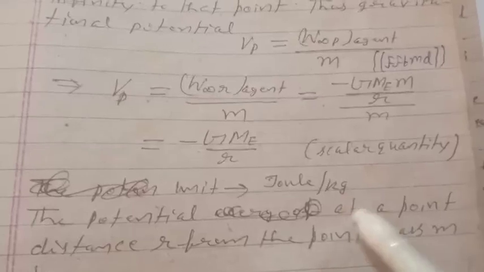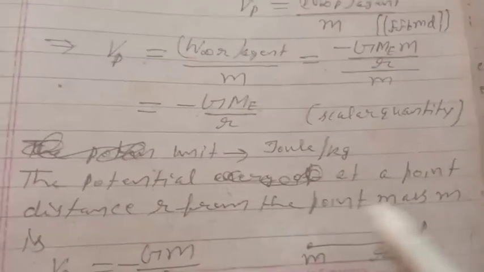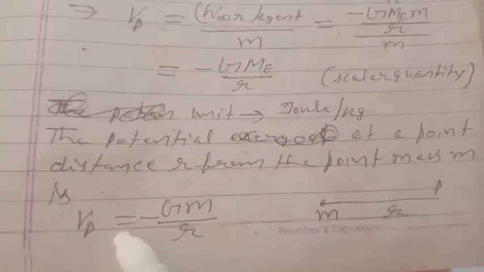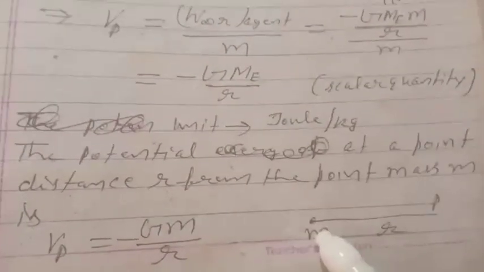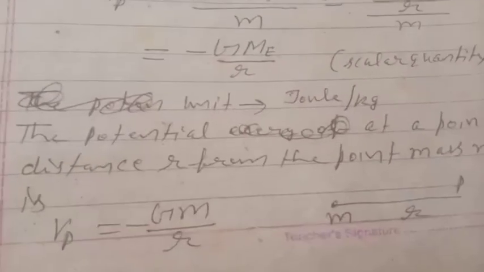The potential at a point at distance r from the point mass M is Vp equals minus GM by r. That is, if a mass is given and we have to find the potential at distance r due to that mass, then this formula we have to use, Vp equals minus GM by r.